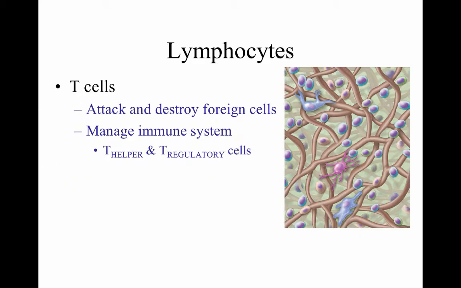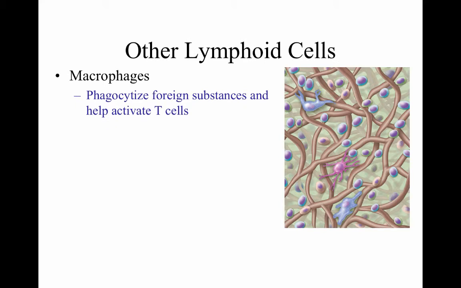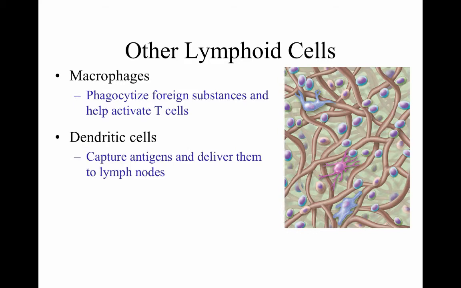Lymphocytes are the warriors of the immune system, and there are two types of lymphocytes, T cells or T lymphocytes, and B cells or B lymphocytes. The T cells attack and destroy foreign cells, and they manage the immune system. We see T helper cells and T regulatory cells. The B cells differentiate into plasma cells, and they secrete antibodies. Macrophages are going to phagocytize foreign substances and help activate T cells, and dendritic cells are going to capture antigens and deliver them to lymph nodes. Reticular cells will produce the tissue of a lymph node and help that structure to be sort of a cargo net to capture any foreign substances within the lymphatic system.